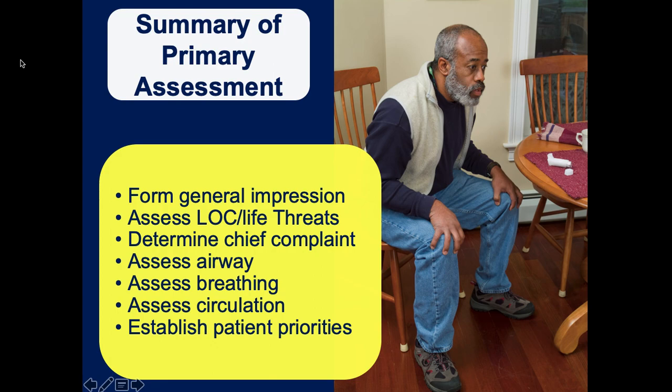Now, just a quick summary of your primary assessment. You form that general impression of the patient. Are they stable, unstable? Get their age, possibly sex, position of the patient as you found them. Assess the level of consciousness. Look for life threats. Find out their chief complaint. ABCs, oxygenation, control the airway, establish patient priorities, and you're done with your primary. Remember, the primary can take 10 seconds or it could take 2 minutes, depending on the status of the patient.